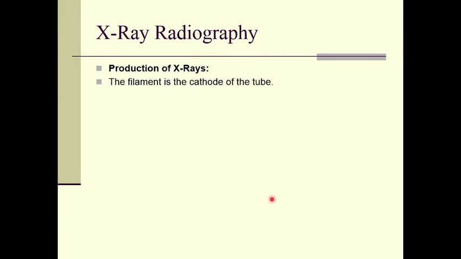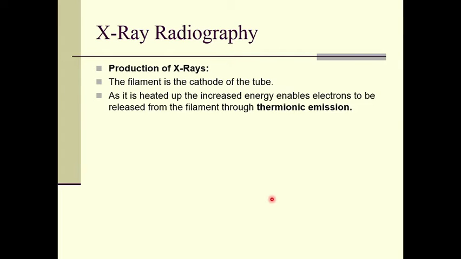So we know the X-rays are produced inside the Coolidge tubes, right? The filament is the cathode of the tube. As it is heated up, the increased energy enables electrons to be released from the filament through thermionic emission, right? So thermionic emission is the process. That means the cathode will be heated, right?